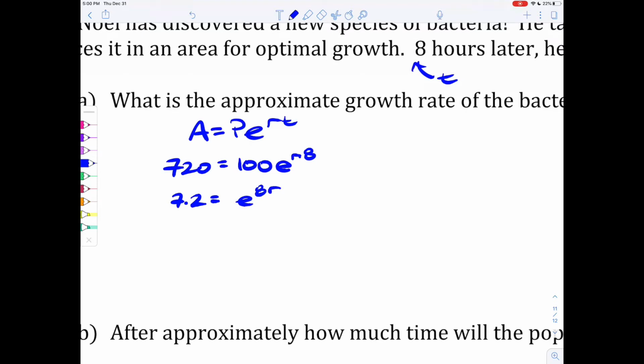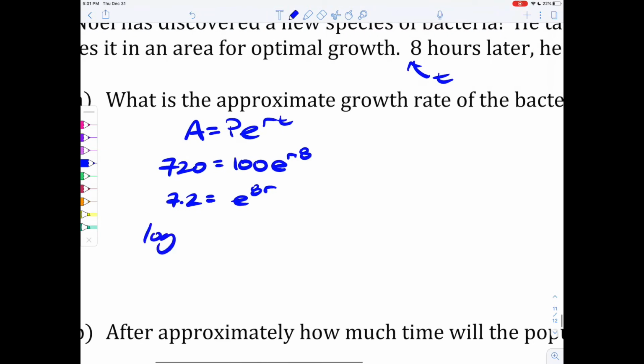And to get out of that exponent, I don't want to see any more exponents. I need to take the log of both sides. But I'm not just going to say log, because I know I'm dealing with base e. I know my calculator can handle base e as well. So I'm going to specifically use the natural log of both sides. So I'm going to take ln of 7.2 and say it's equal to ln of e to the 8r.